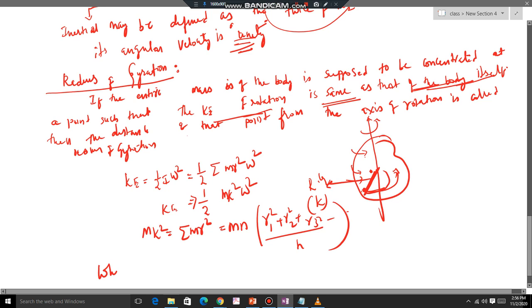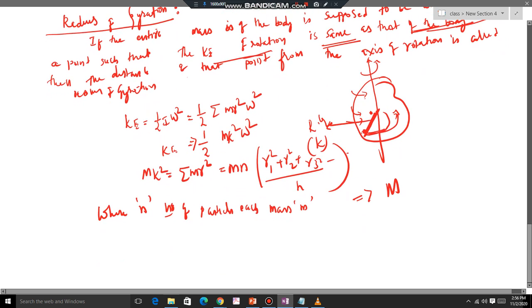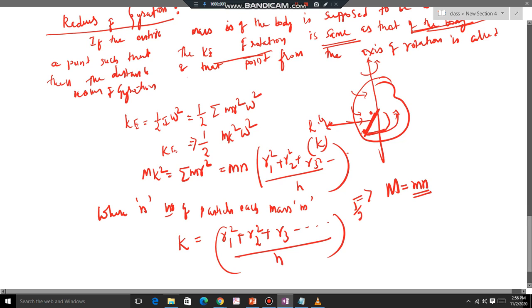So where n is the number of particles, each of mass m. Now I can just define M as the product of m into n. So K, what happens at that time? K is equal to r1 square plus r2 square plus r3 square up to r n square, to the power one by two, divided by n.